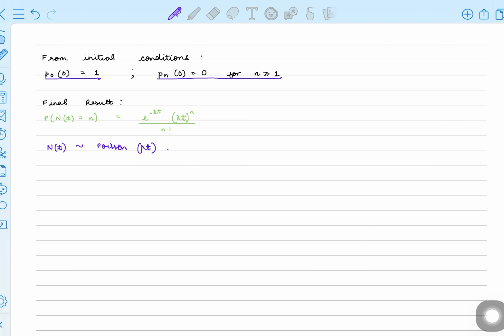This derivation is important because it shows us how the Poisson distribution formula is mathematically obtained from the assumptions of the Poisson process.